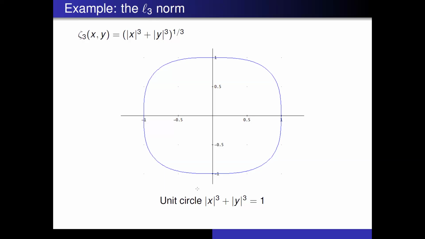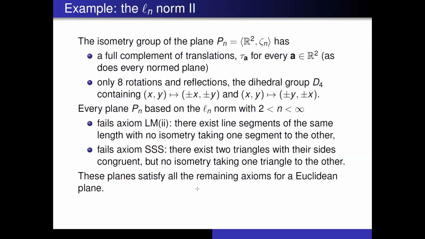Okay, and by the way, how do you check convexity? Because I've checked many examples. You've got to use the Hessian matrix. That's from calculus 3 also, so no problem, except you do second derivatives and so forth. So we look at the plane P sub 3 with the L3 norm, and all the translations are isometries. Okay, but there are only 8 rotations and reflections.